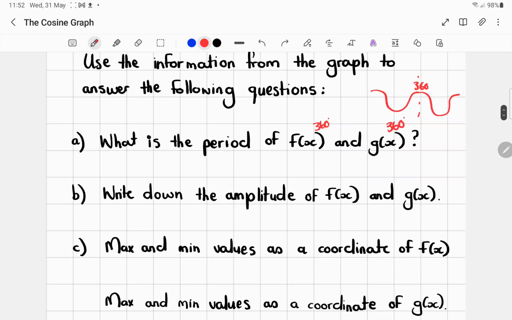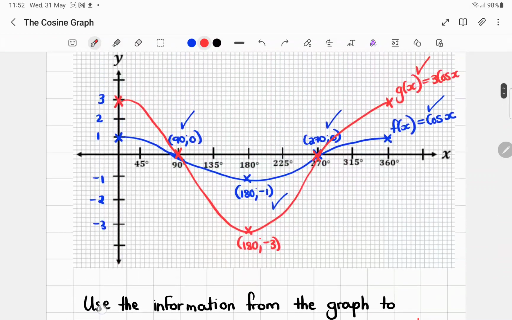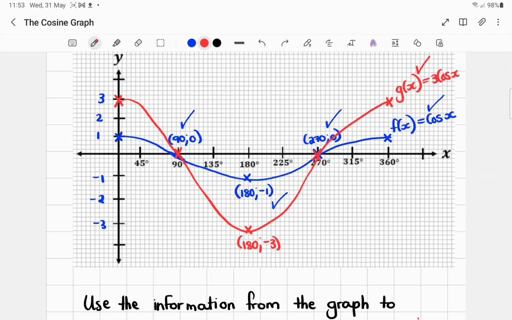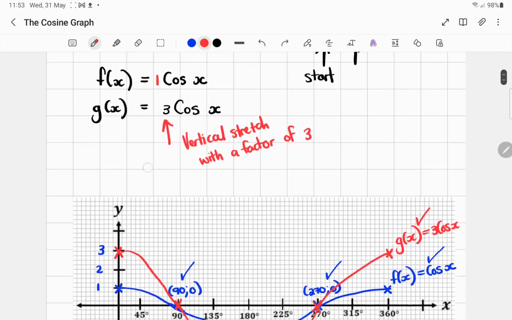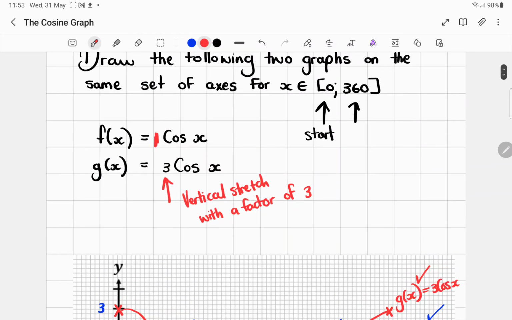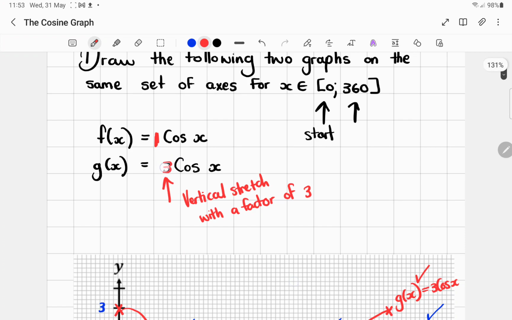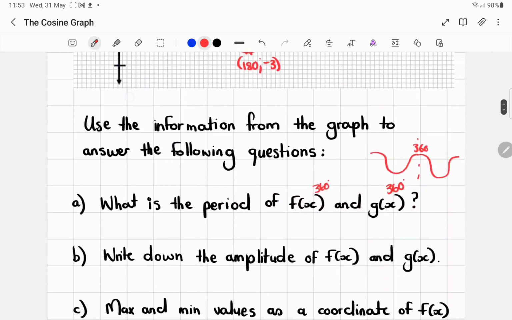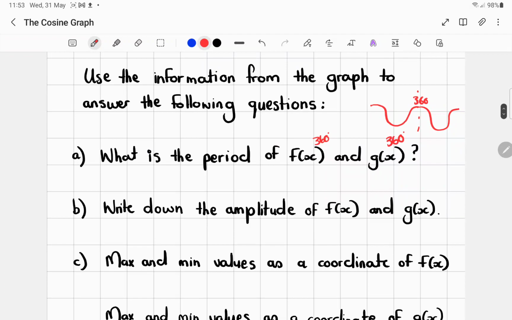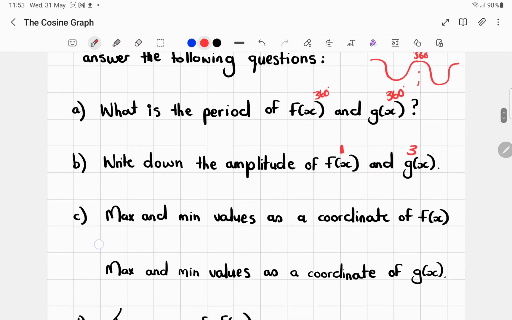Then write down the amplitude of f of x and g of x. All right, so for f of x, the amplitude is 1. If you look at your equation, there's a 1 there in front. And for g of x, it is 3. All right, remember amplitude is always a positive number. So for f of x, it's 1, and for g of x, it's 3.